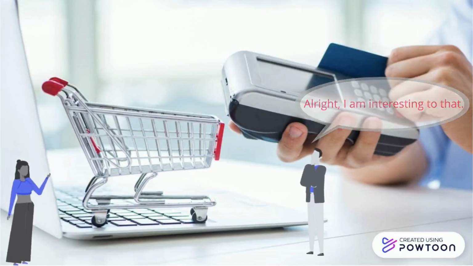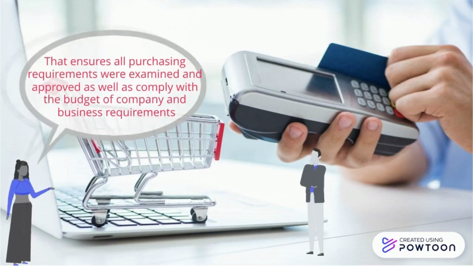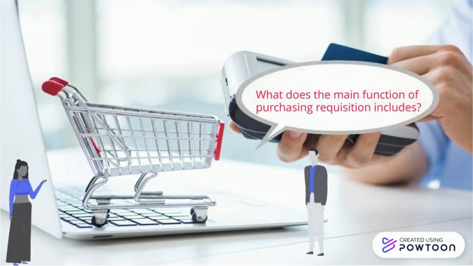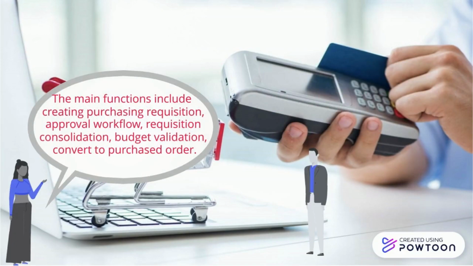Alright, I am interested in that. The first of material management is purchasing requisition, which means that the internal departments submit the materials or service requirement request to the purchasing department. That ensures all purchasing requirements are examined and approved, as well as comply with the budget of the company and business requirements. What do the main functions of purchasing requisition include? The main functions include creating purchasing requisition, approval workflow, requisition consolidation, budget validation, and converting to purchase order.